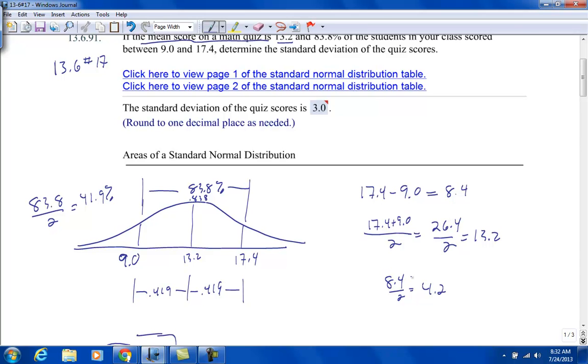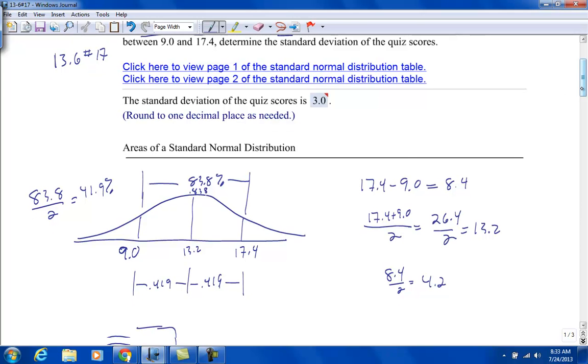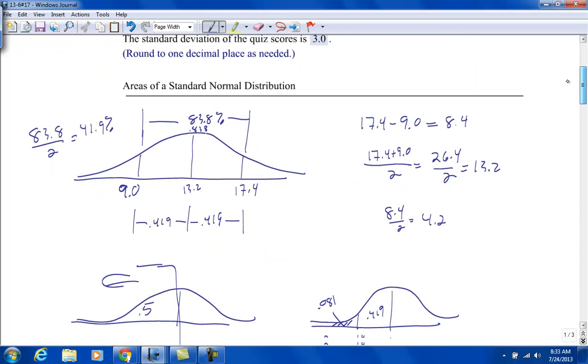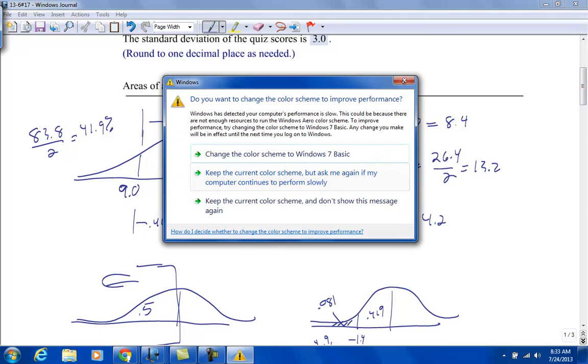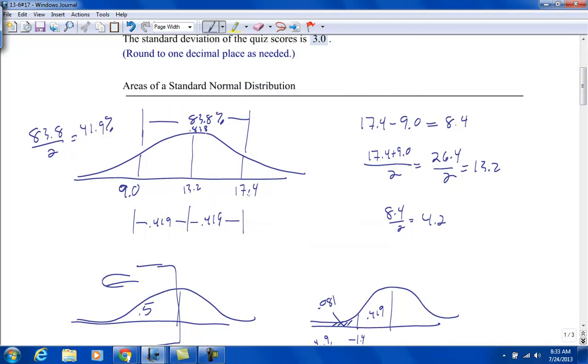And then this 8.4 divided by 2 is 4.2. So 13.2 plus 4.2 is 17.4. 13.2 minus 4.2 is 9.0. Gives us that spread. And that's referring to the actual numbers versus the area under the curve, which is the 0.419.